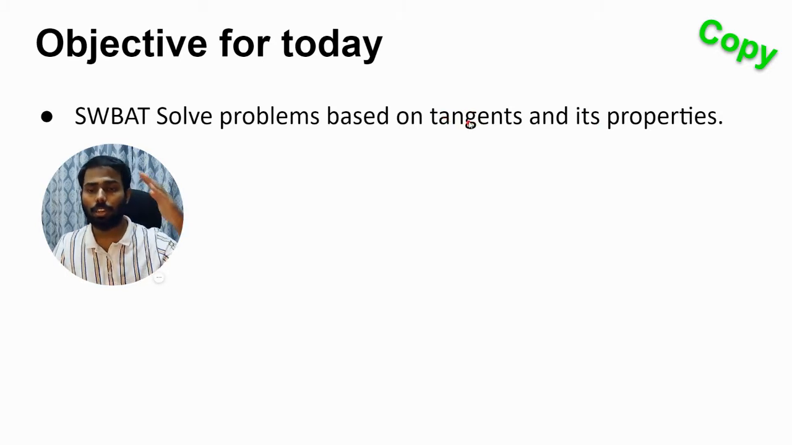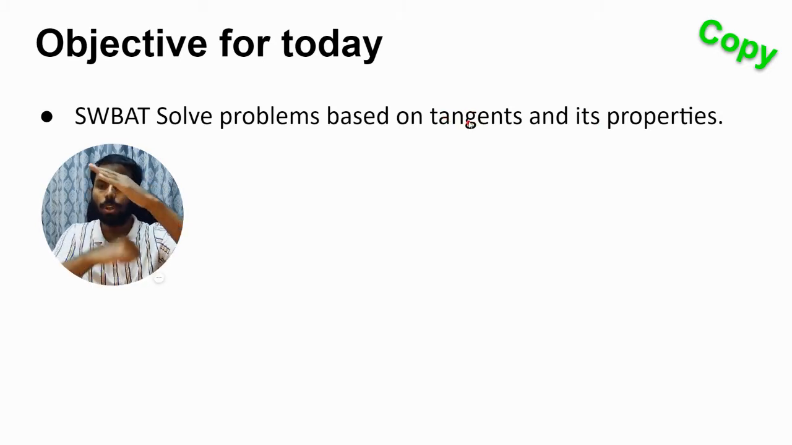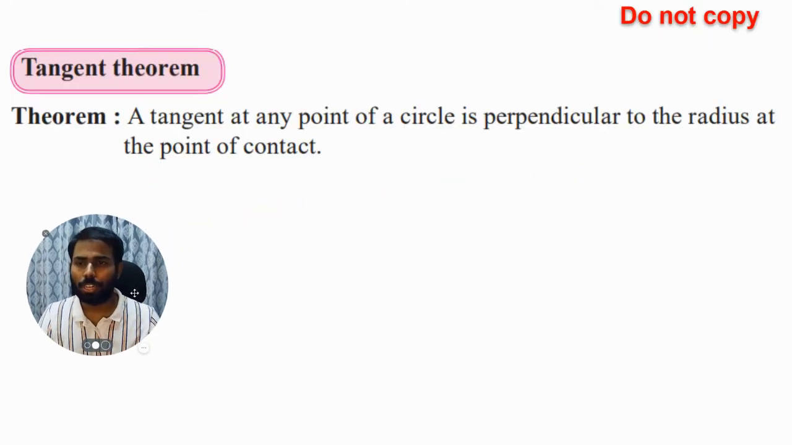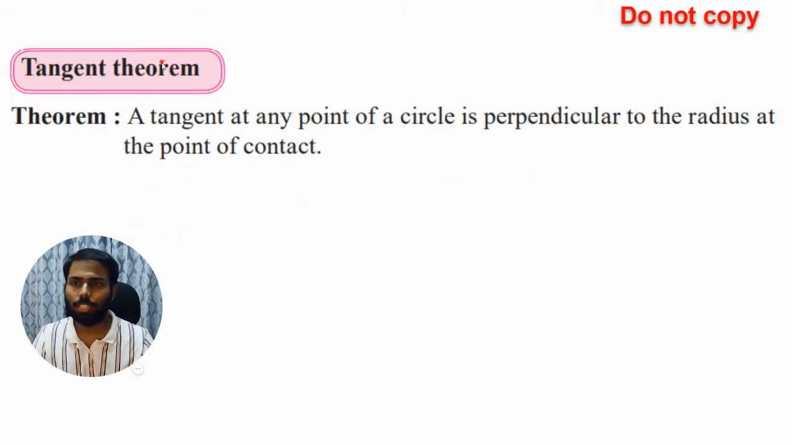Whenever a line is touching a circle at only 1 point, we'll call that as a tangent. Okay, and we're going to see many properties of tangent in today's learning session, and we should be able to solve problems based on tangents and its properties by the end of it. Okay, so let us see properties of tangent. So the first one is tangent theorem. What does it say? A tangent at any point of a circle is perpendicular to the radius at that point of contact. Okay, so let us understand this statement through a diagram.